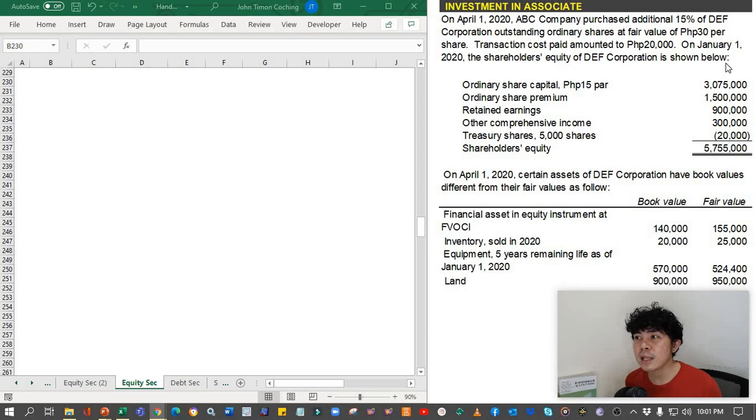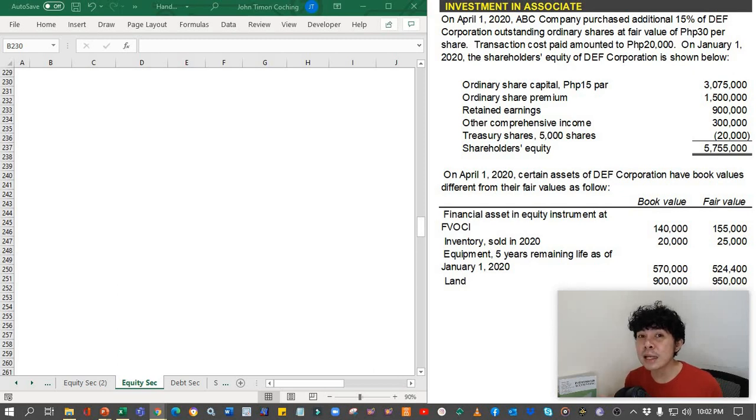Di ba ang kailangan natin is the net assets on April 1, 2020, which is also the shareholders' equity of the associate. Yun nga lang, April 1, 2020. So since ang available data lang is shareholders' equity on January 1, ang question is, kaya ba nating makompute yung shareholders' equity ni associate on April 1 gamit itong information na to? Syempre, kaya naman nating makompute yun.